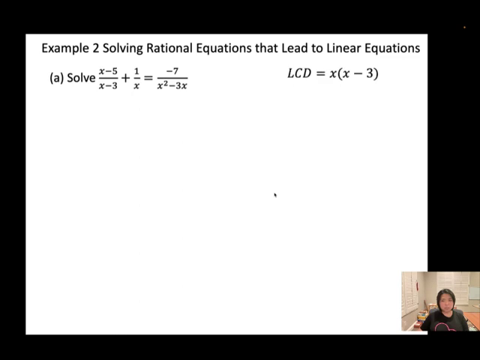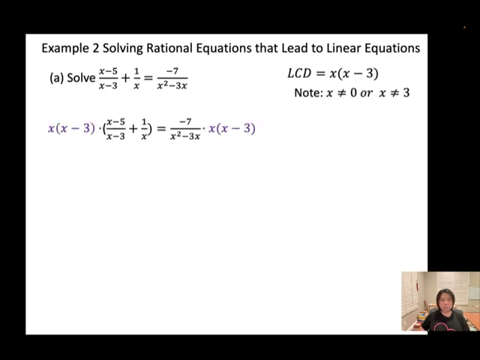Okay, the LCD will be x times x minus 3. This guy, you just distribute it. And then we have the restriction that x cannot be equal to 0 and x cannot be equal to 3. Okay, now we're going to multiply the LCD for both sides. Distribute one by one.